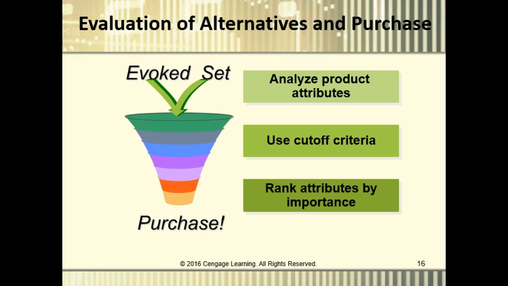One of the largest, probably most important cutoff attributes tends to be price. One way to eliminate different options from your evoked set is based upon price, whether you can even afford it or not, or whether you're willing to pay that amount of money for that product. Right? Brand names could have a significant impact also as an attribute, one brand name over another.